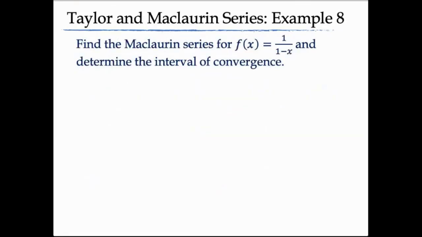All right, so let's go ahead and find the Maclaurin series for 1 over 1 minus x, and then we're going to determine the interval of convergence. So once again, since this is Maclaurin, that means our center is 0, okay? If we do that, we're going to substitute 0 into the original function. We have to find the derivative of this, and then substitute in 0. We have to find the second derivative, substitute in 0, the third derivative, substitute in 0, and so forth, okay?